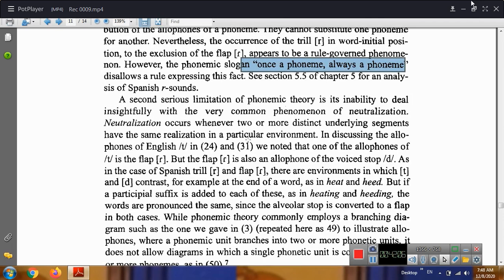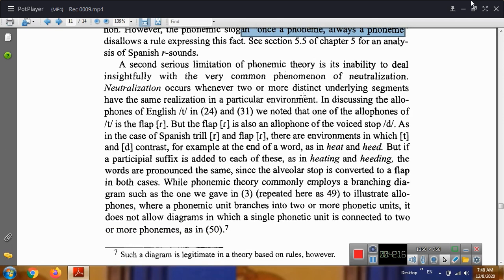A second serious limitation of phonemic theory is its inability to deal insightfully with the very common phenomenon of neutralization. By neutralization, we mean that whenever two or more distinct underlying segments have the same realization in a particular environment, like allophones of English T, which we say has five allophones, one of them was the flap. But the flap is also an allophone of the voiced stop D. As in the case of the Spanish trill R and flap R, there are environments in which T and D contrast, for example, at the end of the word, like "heat" and "heed."